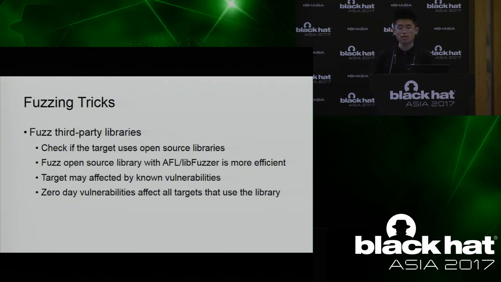The second one is to fuzz third-party libraries. First of all, we should check if the target uses open source libraries. If so, we can fuzz the library with AFL or libFuzzer because this can be more efficient. Also, the target may be affected by old vulnerabilities, and zero-day vulnerabilities could affect all targets that use the library.